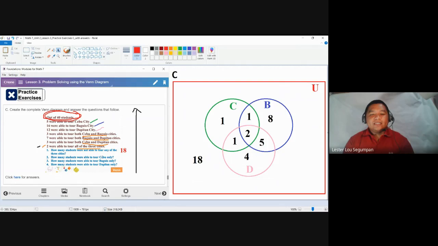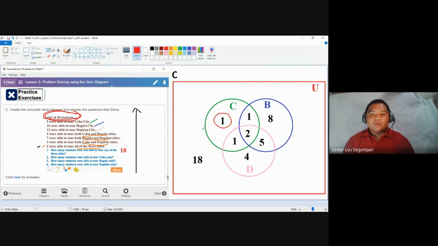Ang tanong po is, how many students were able to tour Cebu only? Yung Cebu lang talaga ang napuntahan. Di siya nakapunta ng Baguio. Di pa siya nakapunta ng Dapitan. The answer to that question is the item located in this area here, because this is the item that is not connected to B nor D.